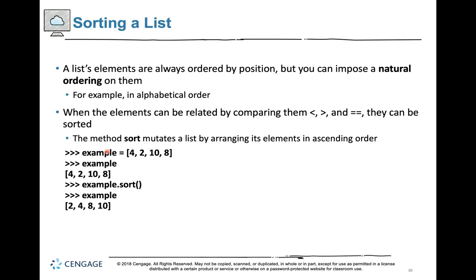And the list can be sorted. So you can call the sort method to sort. In this case, you're going to sort this in an ascending order. So 2, 4, 8, 10. Now, you can sort it in a different order, even with a different mechanism of comparing the elements. So you can pass additional arguments to the sort method. You can look into the documentation to see what's available.